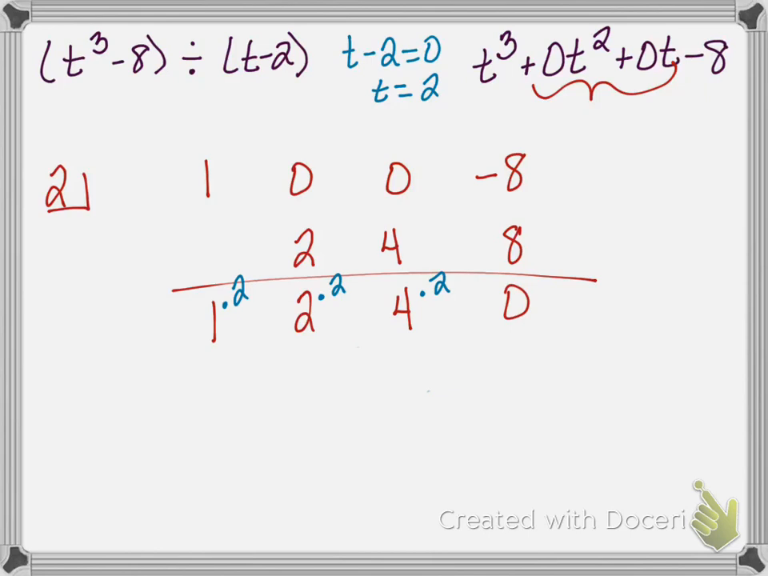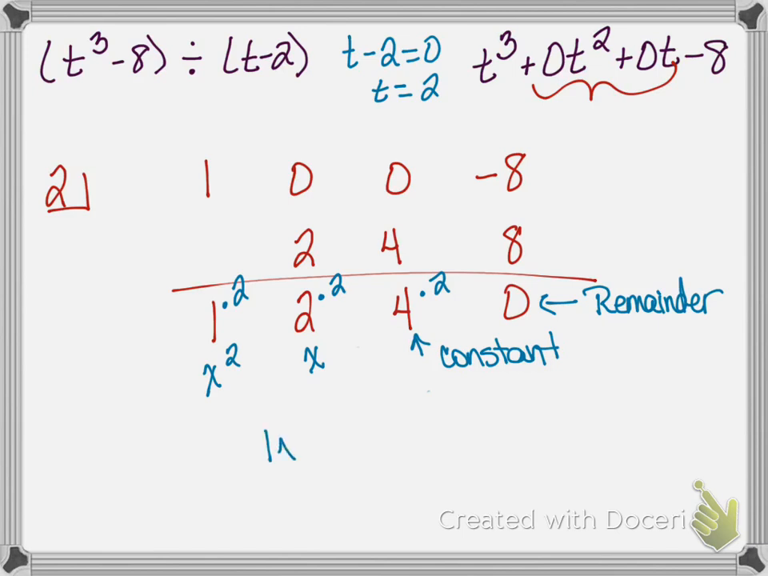So I have a remainder. This is my constant. This is my x coefficient. What is the 1? Excellent, x squared. So my final answer here is 1x squared plus x. Whoops, it's plus 2x. I didn't write my coefficient. So I have 1x squared plus 2x plus 4. That's my final answer to this one.